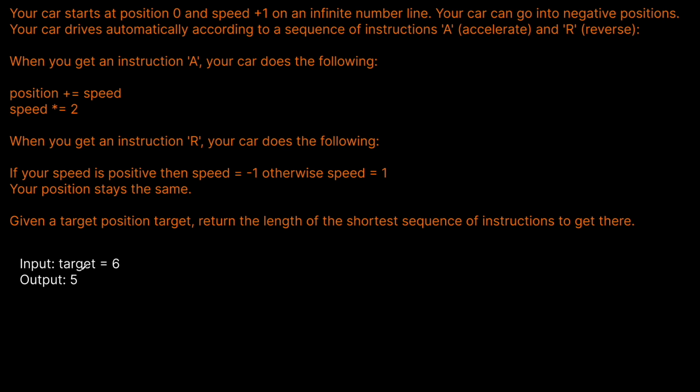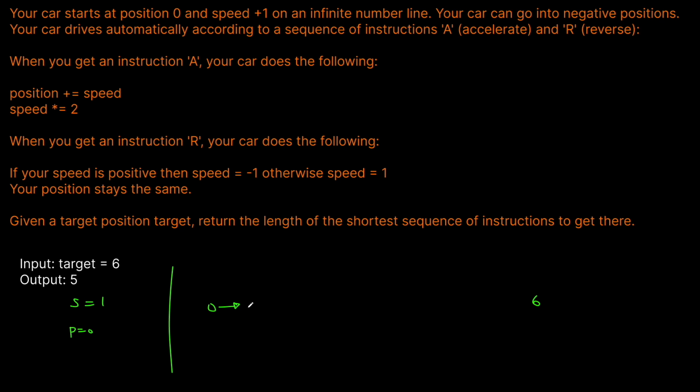We're given a target 6, which is what we want to end up at, and we see that our output should be 5, but how do we get that? Well, we know that our speed in the beginning is going to be 1, because it tells us it's +1, and our position is going to be 0. So let's draw our number line. We are at 0 and we want to get to 6 somehow. We know that we're going forward in a positive manner, so we are going straight.